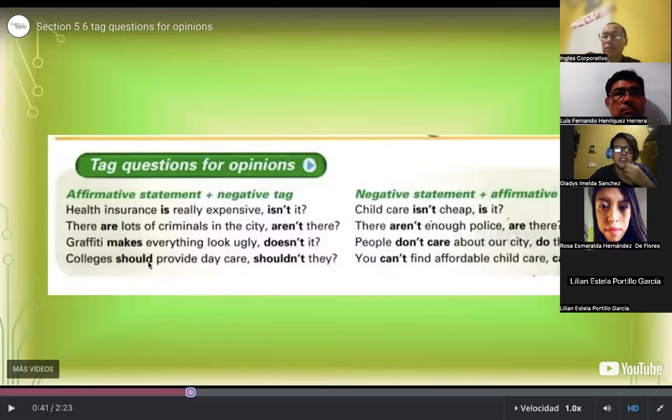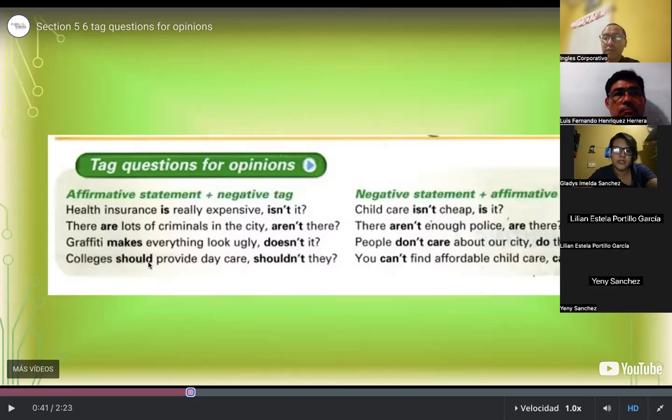In that case, like graffiti makes, and the tag is doesn't it? Correct. How do you know? Because if you make a normal question, the normal question is does. Does graffiti make? So in the normal question, does is going to be the same. Do you make graffiti? Yes, Gladys? Yes. Okay. And the same for the past. If in the past it was did, the tag is the same, did.